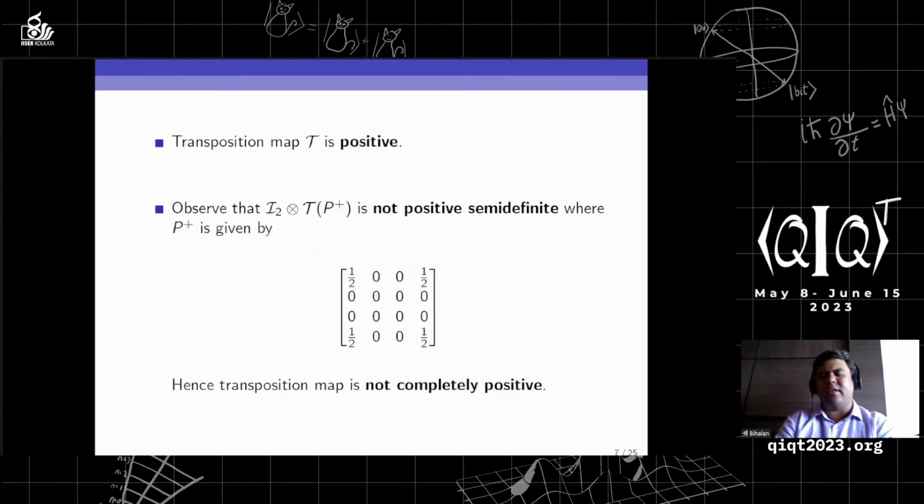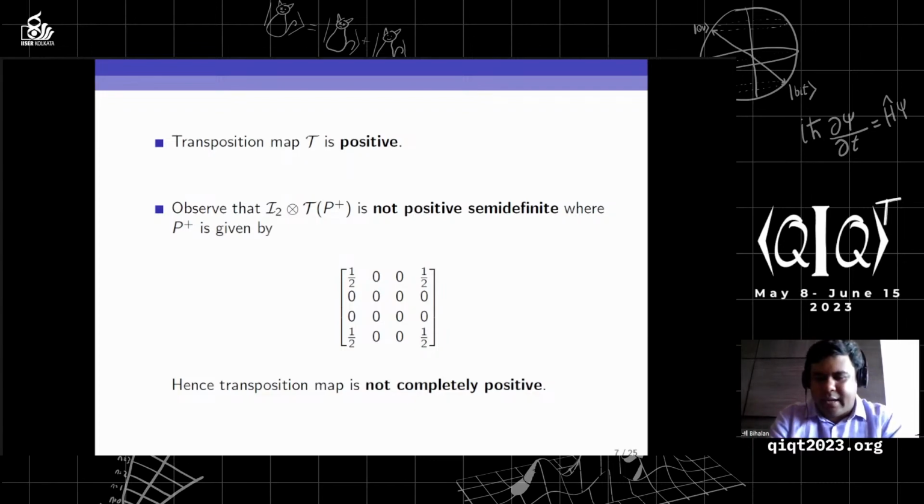Now, one quick example: transposition, the very famous map, is a positive map. It always takes a positive semi-definite operator to a positive semi-definite operator. But this is not completely positive, because we all know how to detect the entanglement of a Bell state that we usually learn in the very first course in quantum information theory. We consider the maximally entangled state of 2 qubits and we apply the transposition map on one part of it, and we say that this is not a positive semi-definite operator. So the state is entangled.